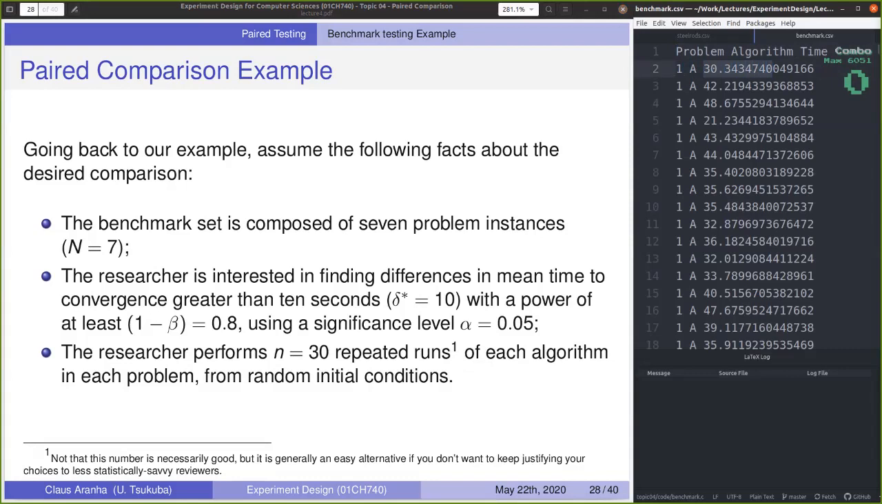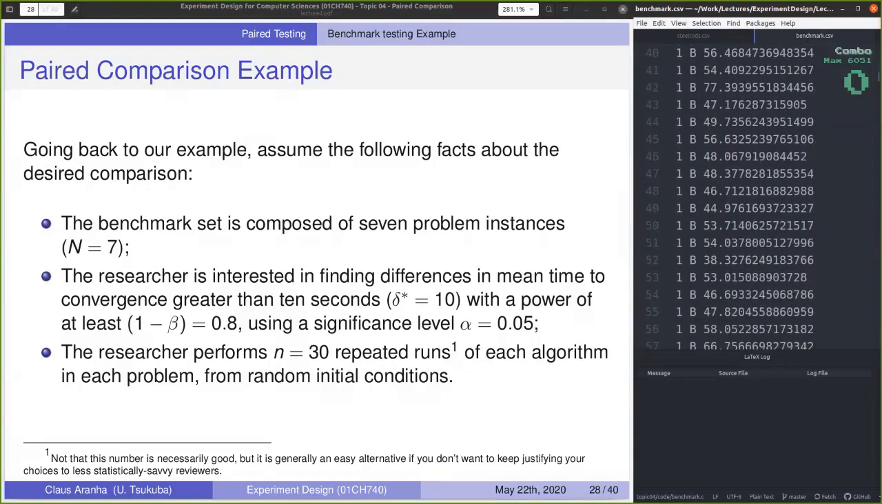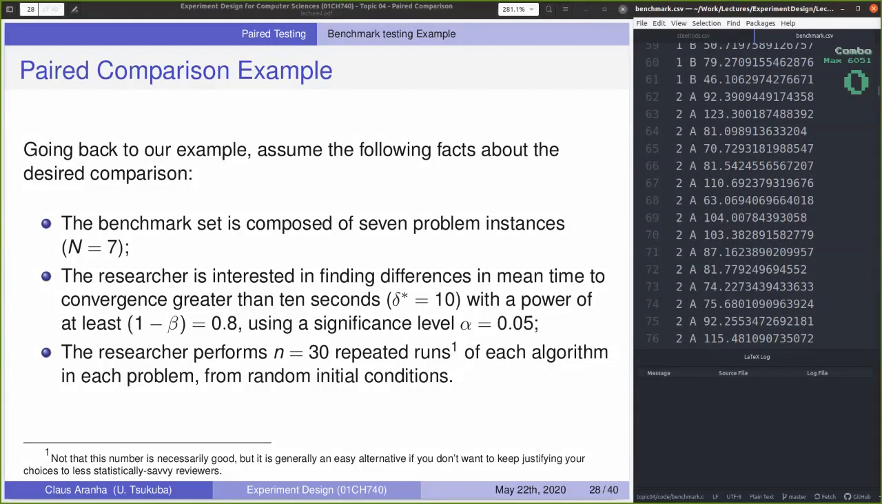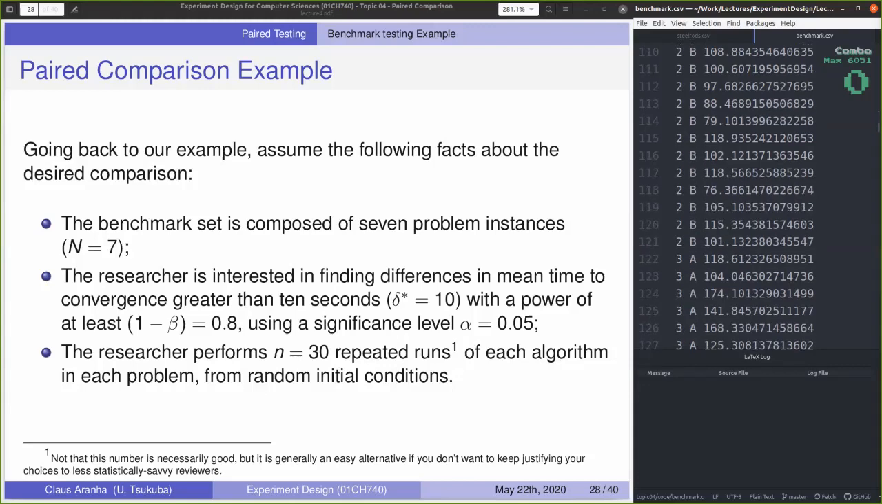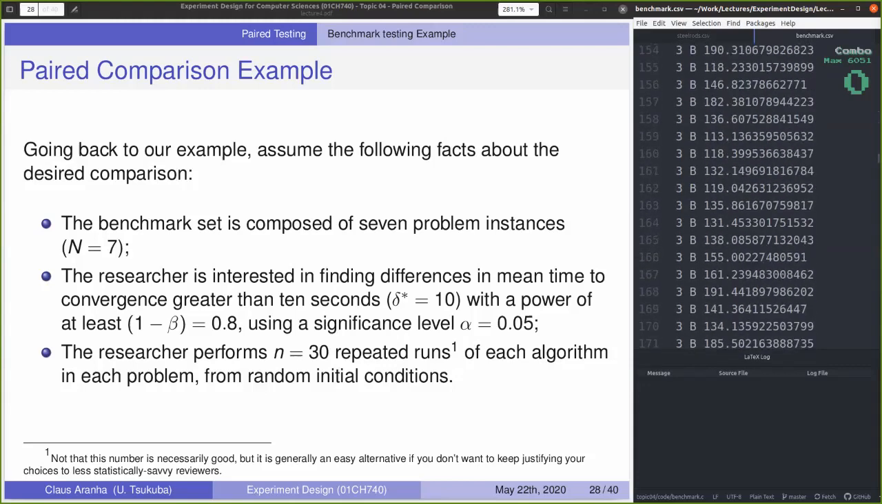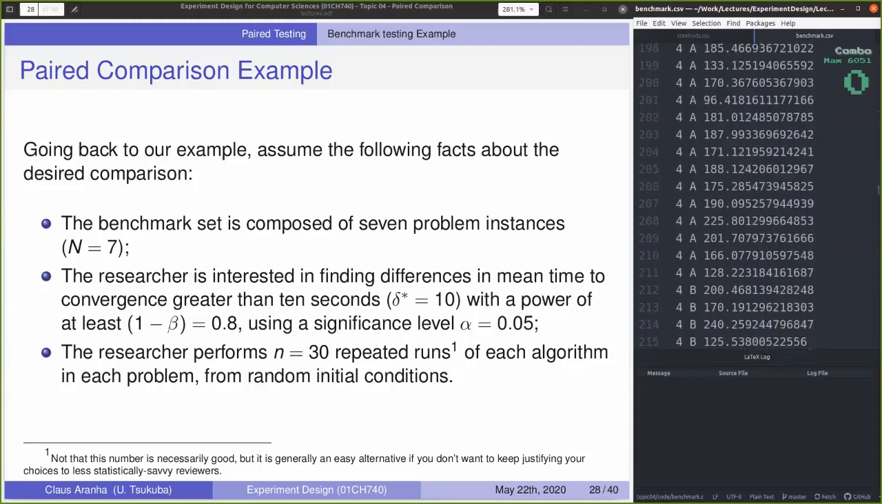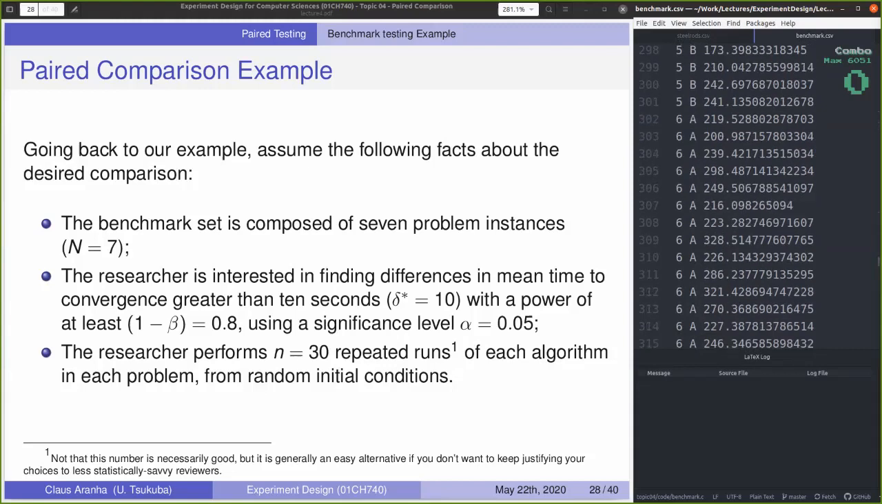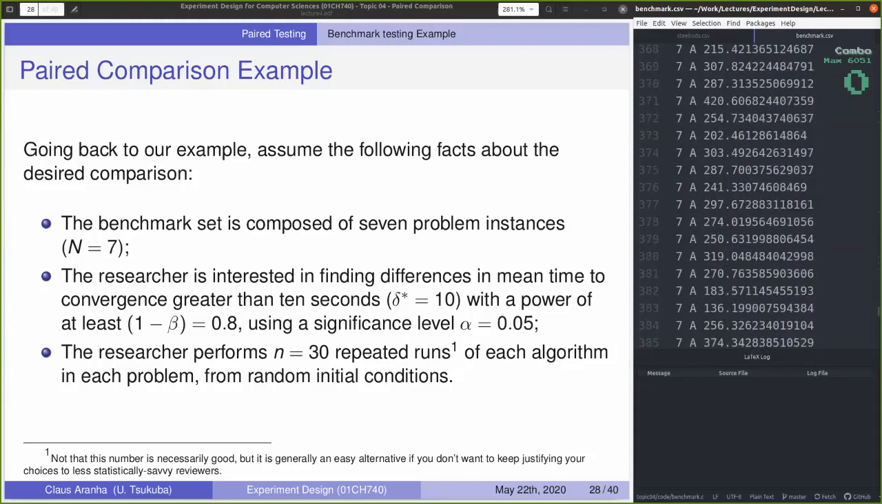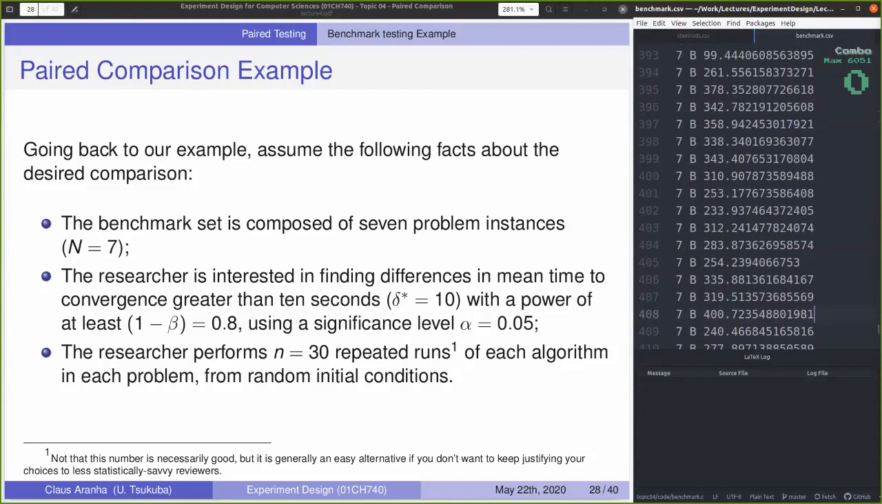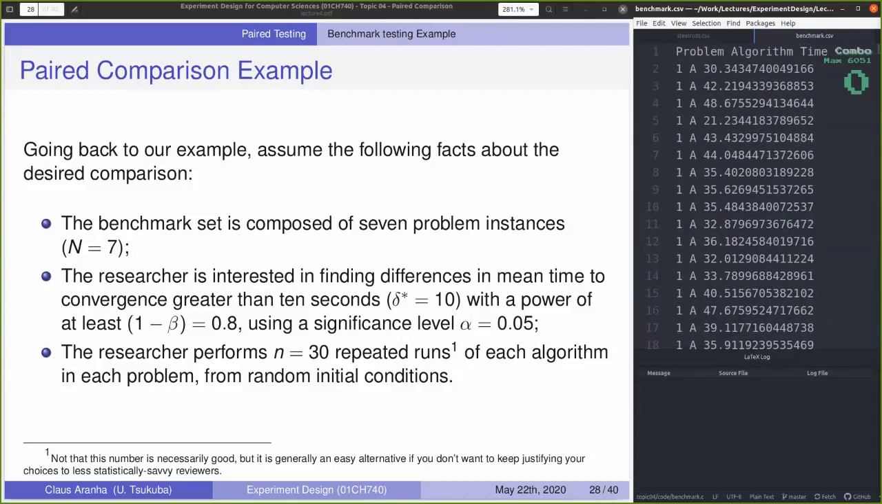So we have problem one, algorithm A, problem one, algorithm A, and you can see that there is a variation here. Sometimes it runs in 30 seconds, sometimes in 48 seconds, sometimes in 20 seconds. Then we have problem one for algorithm B, problem two for algorithm A, problem two for algorithm B, problem three for algorithm A, and now it takes 100 seconds, so it's a much more difficult problem. Problem six is already 300 seconds. Problem seven is like 400 seconds, so it takes a lot of time here, okay? So it's very different. Problem one runs in 30 seconds, problem seven runs in 300 seconds. So it's a big difference.